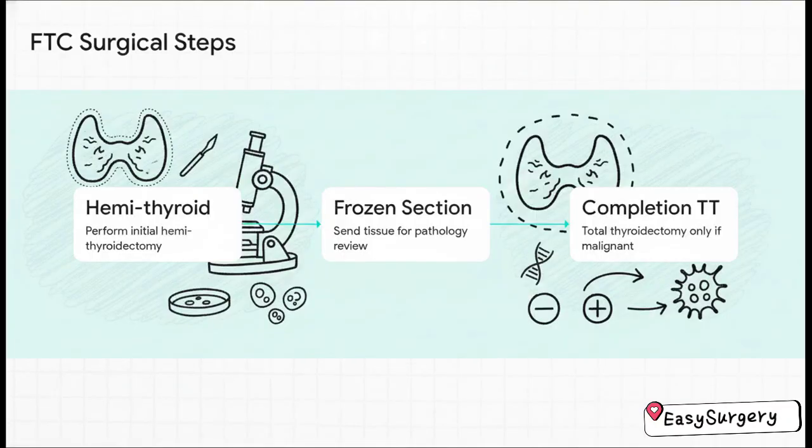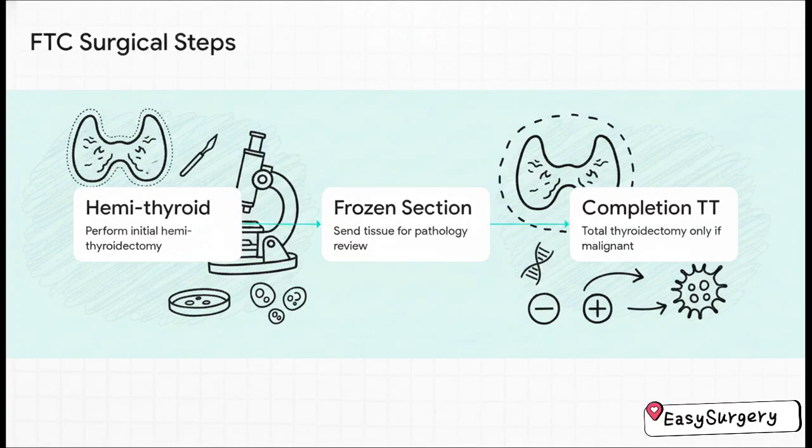Now, let's talk surgical strategy. Because a simple fine needle aspiration and FNAC literally cannot detect the basement membrane or capsular invasion that clinically defines a follicular carcinoma, you must strictly follow this surgical sequence. You start with a hemithyroidectomy. Then, you send that tissue out for a frozen section while the patient is still on the operating table. You only perform a completion total thyroidectomy if the pathologist confirms it's malignant. If it turns out to just be an adenoma, you're done.